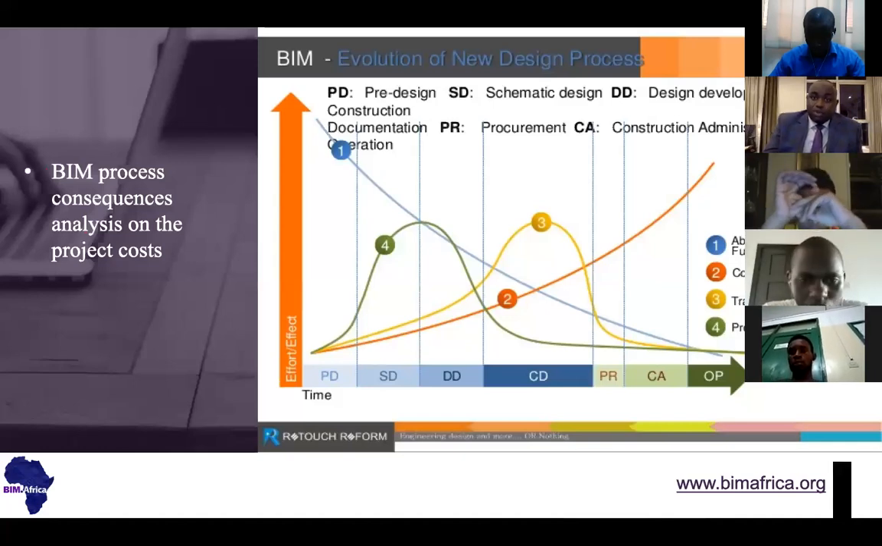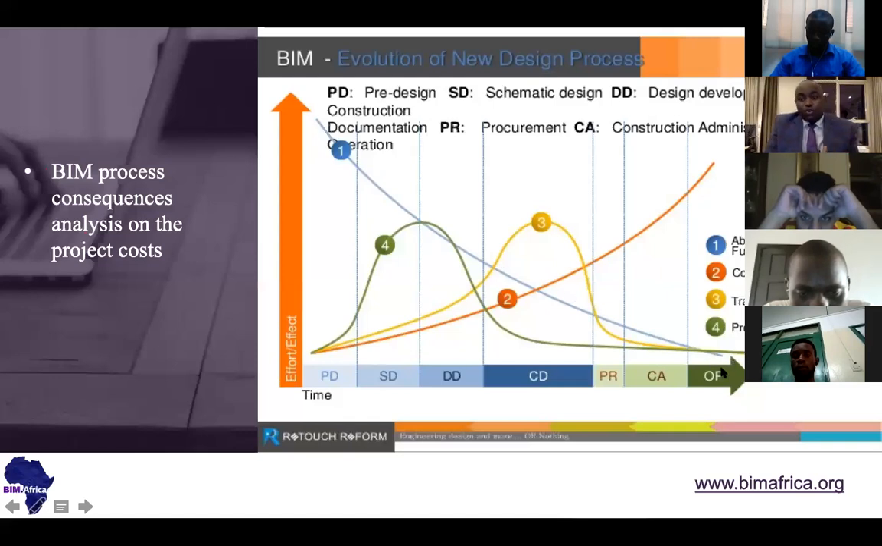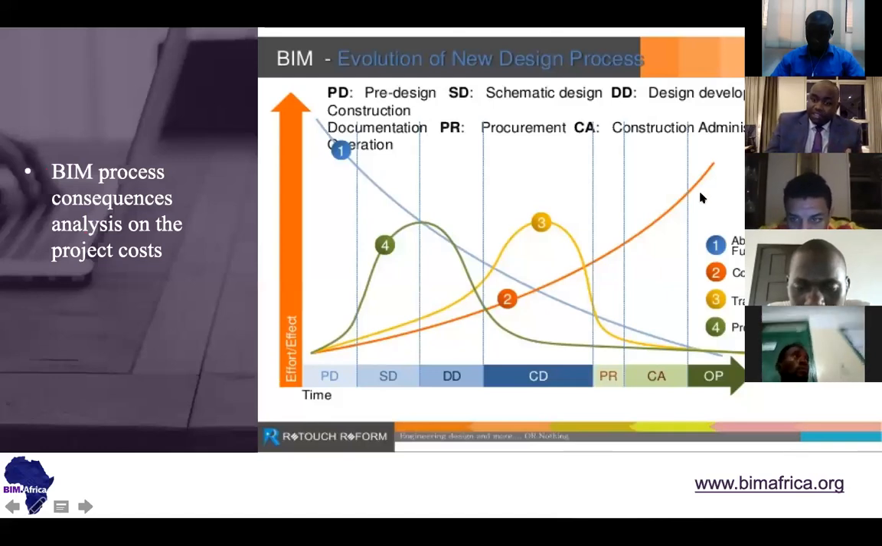Those are also important, clear reasons why BIM is being adopted in many countries. You can see the evolution of the new design process, where the ability to impact cost, shown in blue, rises from the pre-design stage and then can reduce. Once BIM is used, in terms of cost, you will spend more in pre-design and more in the design stage, but you will be saving cost during construction and operation. The cost of design changes as well: it is going to be reducing. The changes are going to be higher at the beginning, but less at the end.